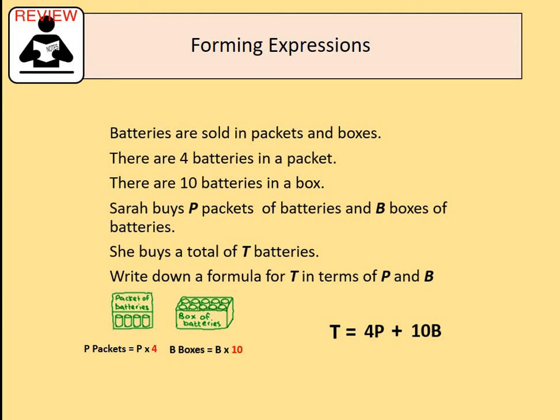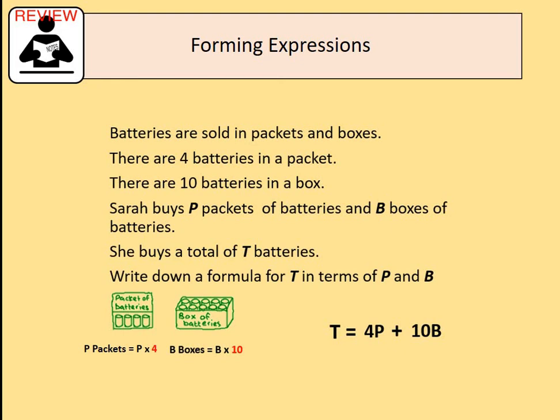We then looked at forming expressions using words. Now they look very complicated because they're very wordy. So the question would look like this. Batteries are sold in packets and boxes. There are 4 batteries in a packet and 10 batteries in a box. Sarah buys P packets of batteries and B boxes of batteries. She buys a total of T batteries. Write down a formula for T in terms of P and B. So it sounds very complicated.